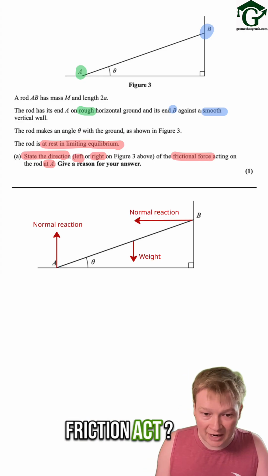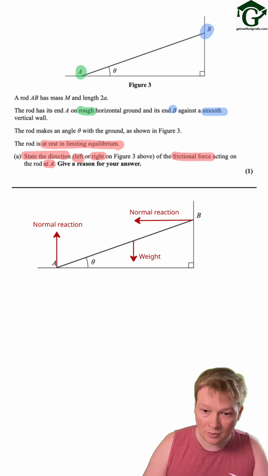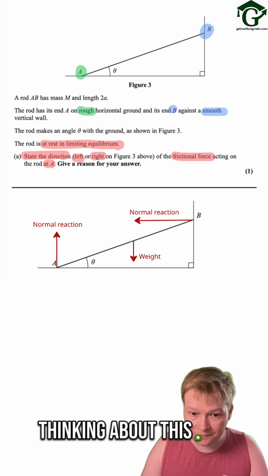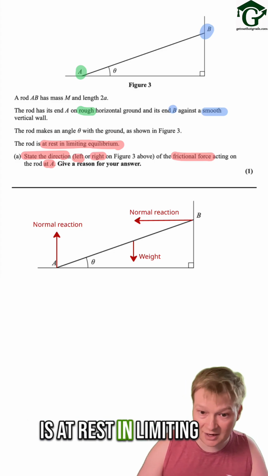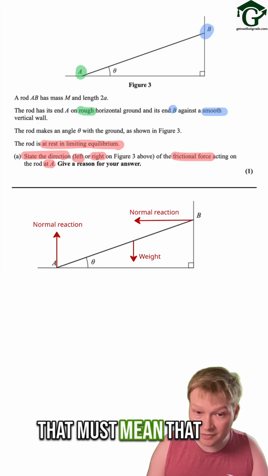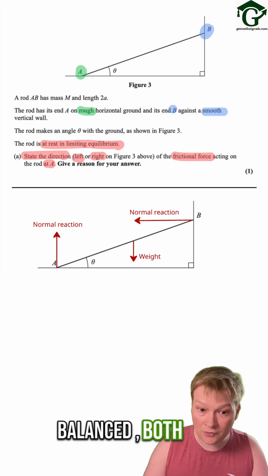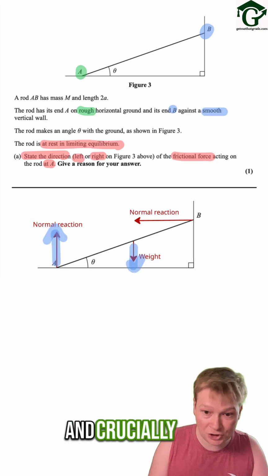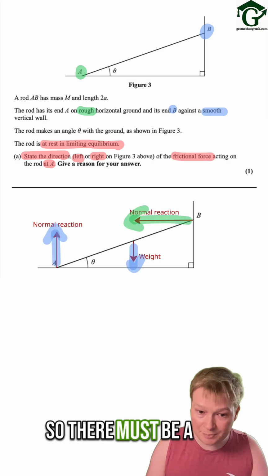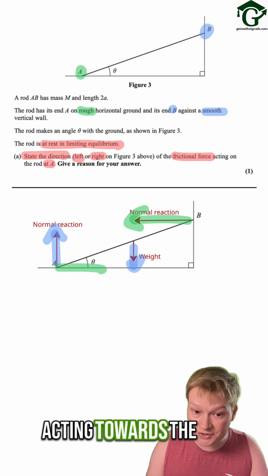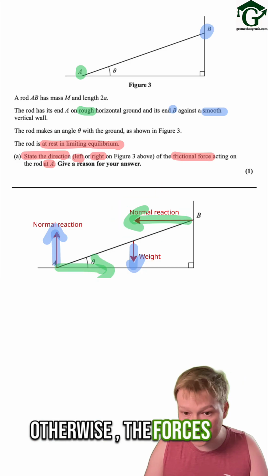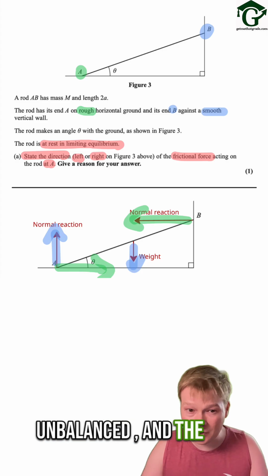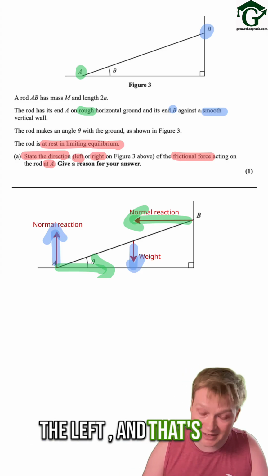So which way will friction act? To the left or to the right? Well, there's different ways of thinking about this. Perhaps the easiest way is to consider that we know that the rod is at rest in limiting equilibrium. That must mean that the forces are balanced, both vertically and, crucially, horizontally. So there must be a force acting towards the right to balance out the normal reaction at B. Otherwise, the forces horizontally would be unbalanced, and the rod would be accelerating towards the left, and that's not happening.